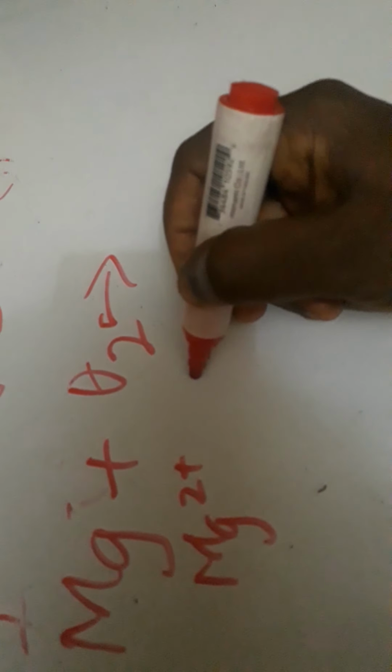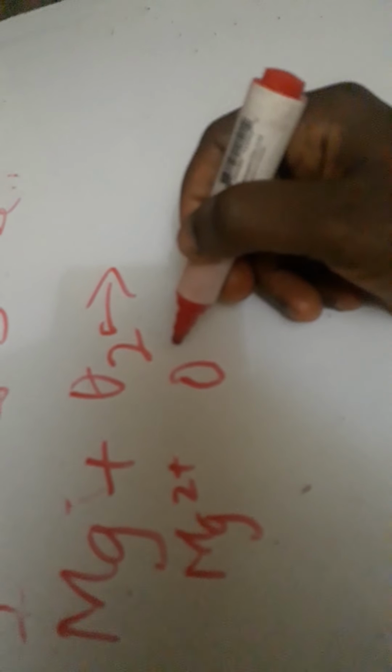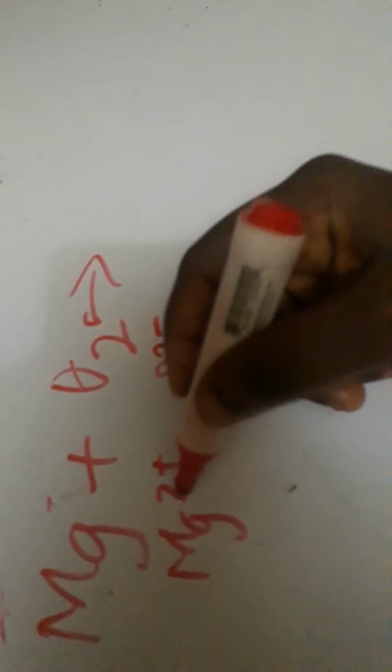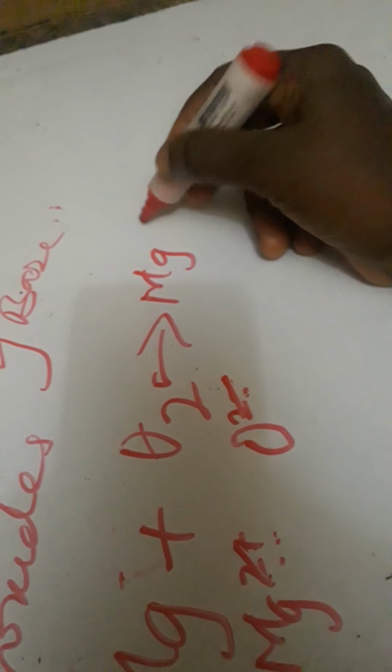Now, oxygen's atomic number is 8. You have 2 on the first shell, 6 on the second shell, which will gain 2 and become negatively charged. Because the electrons gained are negative, any element that gains becomes negatively charged. Those that give out become positively charged because they are losing something negative. Now, when these two merge together, they cancel out. And so that's why we have magnesium oxide. This is a metallic oxide.